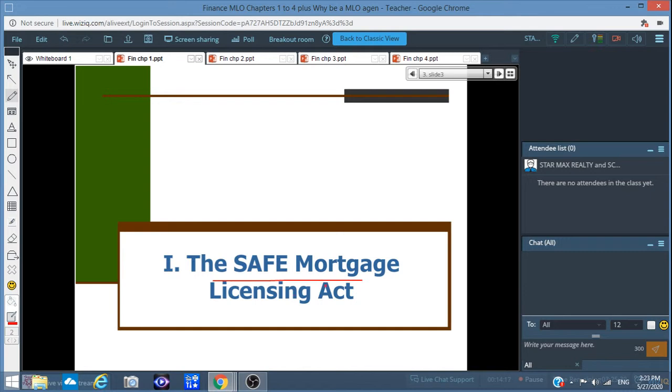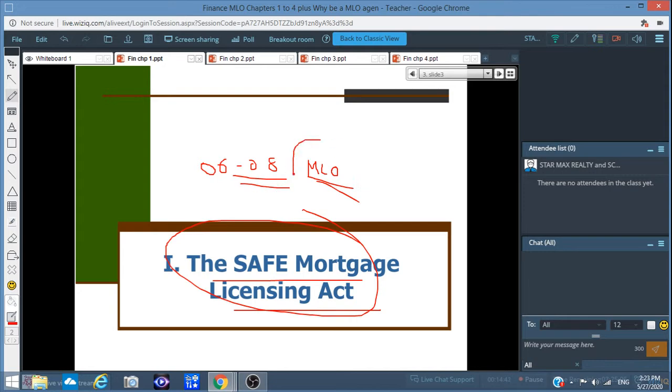Okay, the SAFE mortgage licensing act, okay? After the 06 to 08 fiasco, okay? They needed a law to license MLOs. Okay, prior to that, any real estate agents, right? They could do mortgage with their real estate license. Okay? You don't need a separate license. But after 08, everybody who wants to do loans needs a license.